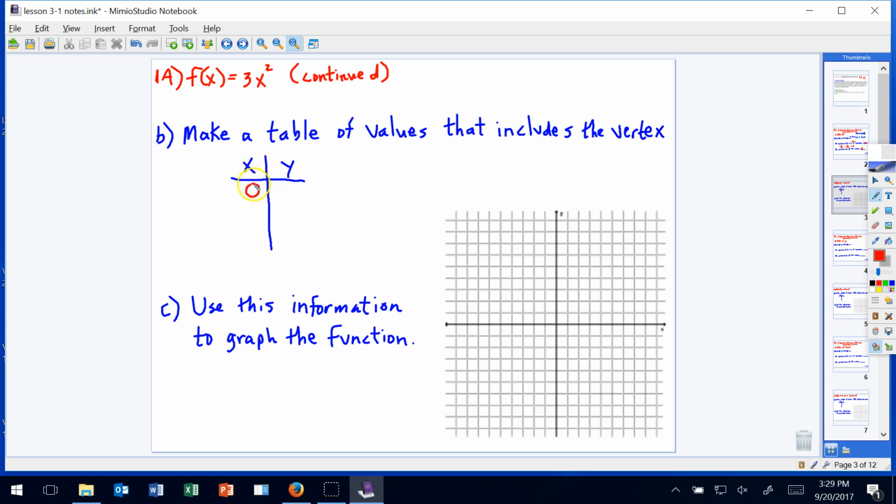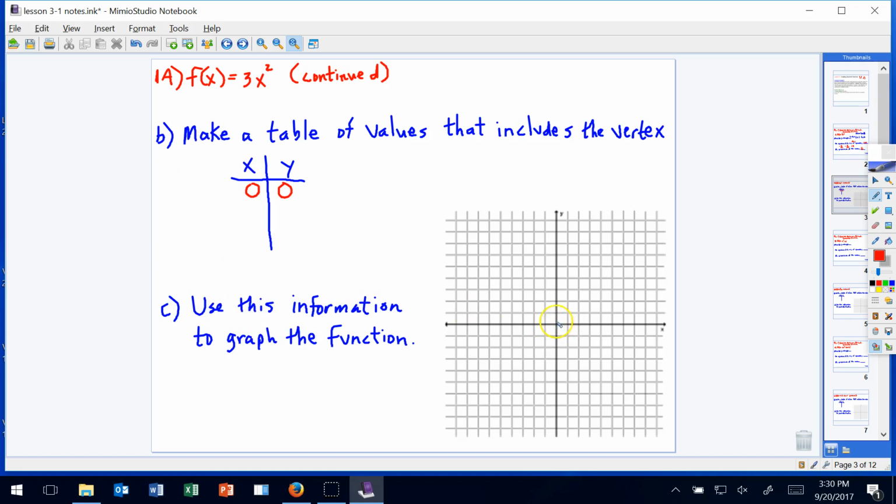Alright, so finding the vertex means we take that number that we came up with as the AOS, x equals 0, and we just plug that back into our function for x. So when I plug 0 in for x, I get, obviously, y is 0. Alright, so what I'm going to do here is part B is make a table, part C is graph.